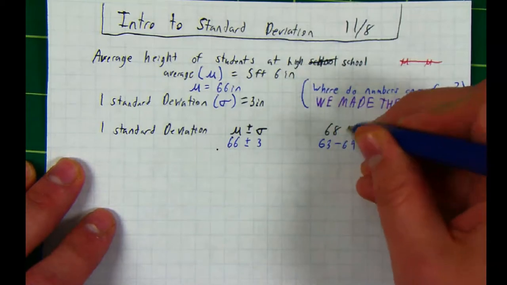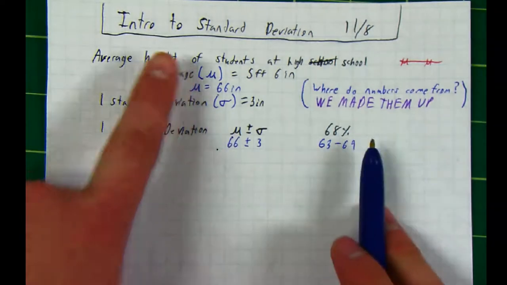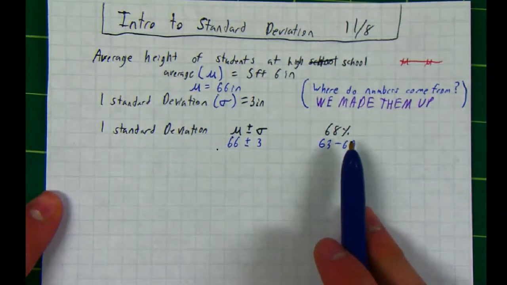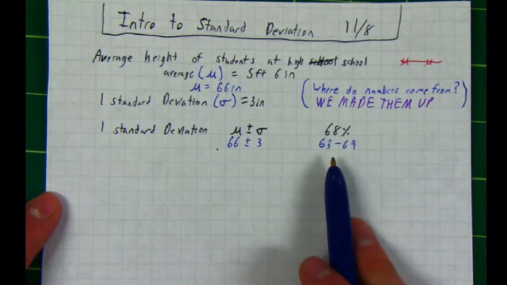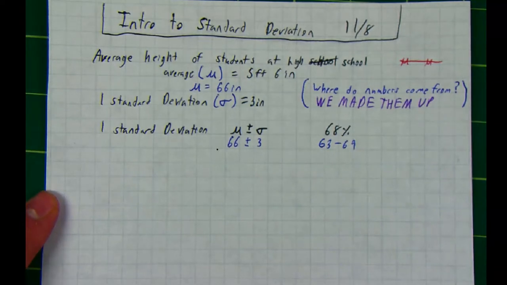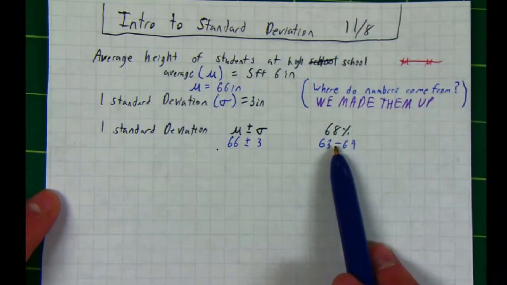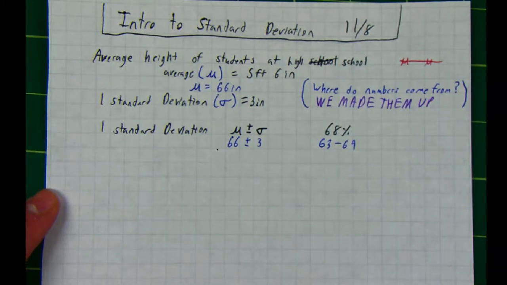68% of the population. What does this mean? It means if we look at all the kids at Austin High School, 68% of kids would be between 5'3" and 5'9". If I were to take 100 random kids at Austin High School, 2/3 of them, 68 of them, would be between the heights 5'3" and 5'9". Does that make sense? This is what standard deviation tells you. It tells you how far the numbers deviate from the average.